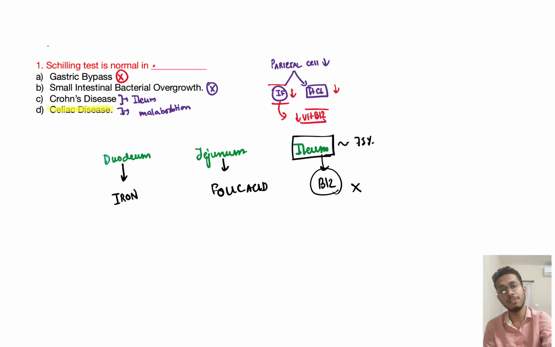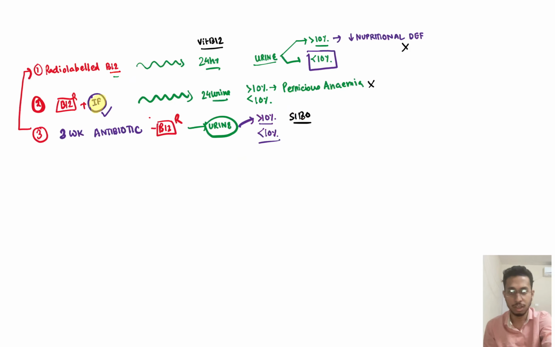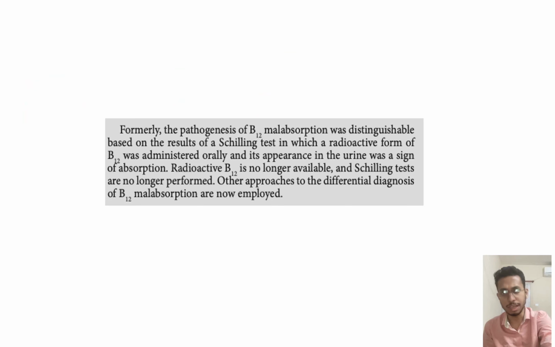Why do we not go for the Schilling test? Because the radio-labelled B12 which is required for this test is bovine in origin, very costly and not readily available everywhere. Also the procedure is very cumbersome. You need to collect the urine for 24 hours and measure the B12 level. If step 1 is not cleared, you need to go to step 2. If step 2 is not cleared, you need to go to step 3. So basically we bypass the Schilling test and go for other methods to find the cause behind the B12 deficiency.